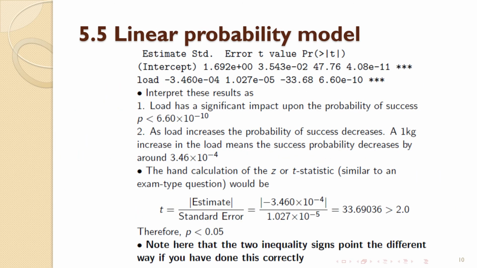The first thing I want to go through then is this linear probability model. So we've got the t-statistics here, and the interesting bit would be the second row of this table downwards. So ignore the intercept; the coefficient of load is significant, as you can see that the final column is 6 times 10 to the minus 10, which is much less than 0.05.